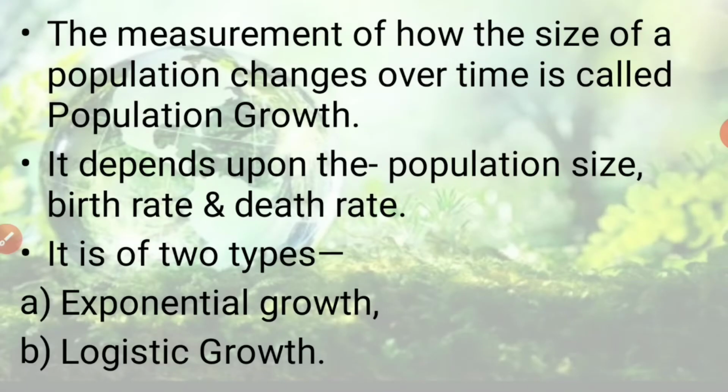So first of all, what is population? Population, we all know, is a group of individuals of the same species living in the same area, right? Population growth is the measure of how the size of a population changes over time. It mainly depends on three parameters: population size, death rate and birth rate. It can be divided into two types: exponential growth and logistic growth.